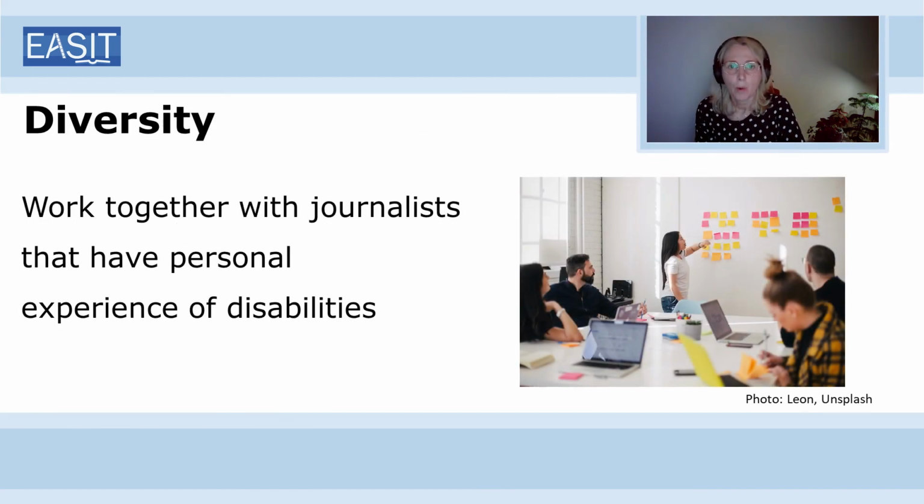Diversity. We have been focusing on how to make news content easy to understand, but there is one last thing, and that is to work together with journalists that have personal experience of disabilities. They know better than others how to describe different disabilities, and they also have a better idea of how to make the daily news accessible to more people. But most importantly, by working together with people of different backgrounds and experiences, you will widen your news desk perspective on issues and better mirror our society. Diversity enriches, so encourage it.